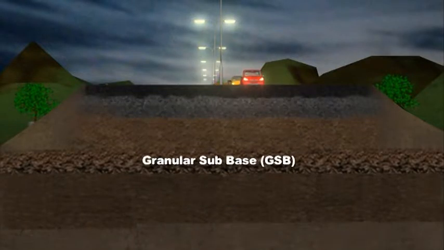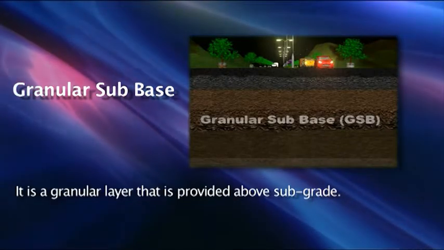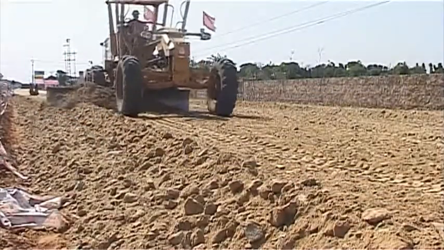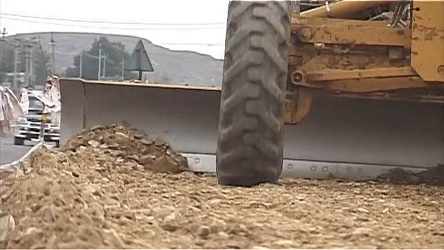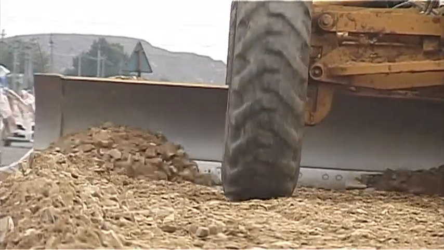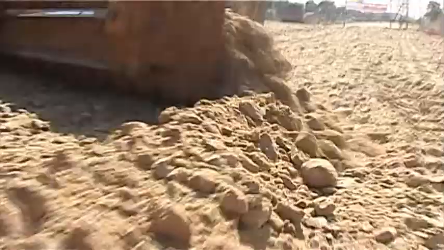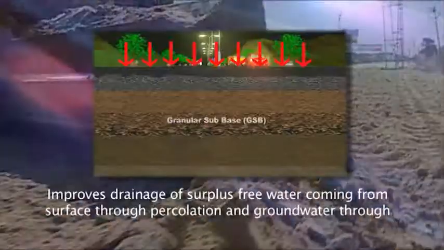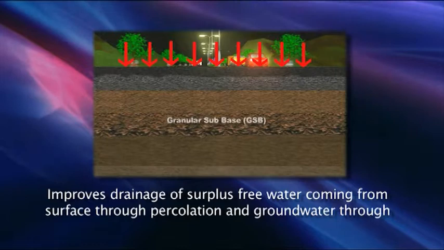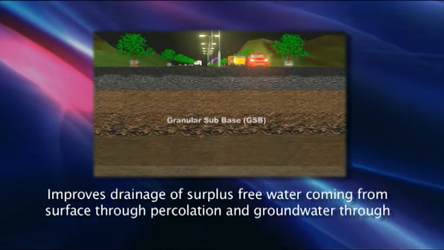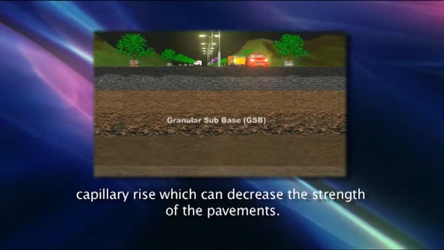Granular subbase. It's a granular layer that is provided above subgrade. It functions primarily as a structural support, that is, load transmission to subgrade. Moreover, it also minimizes the intrusion of fines from the subgrade into the pavement structure, improves drainage of surplus free water coming from surface through percolation and groundwater through capillary rise, which can decrease the strength of the pavements.